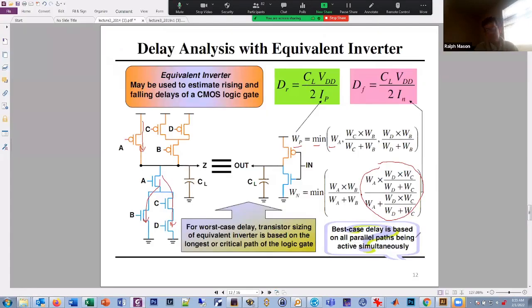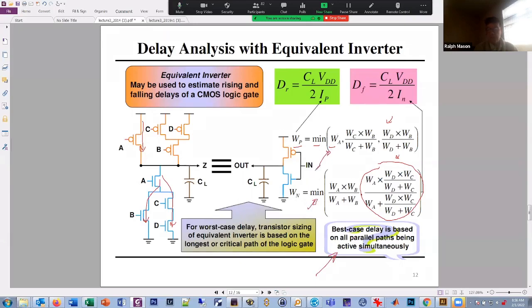And as we talked about last time, these are worst case delays we're trying to figure out from these equations right here and here. If we want the best case delay, we assume all the paths are on. So the best case delay for the P's would be all P channel transistors on, and the best case for the N's would be all N channel transistors on. So we are kind of interested in this best case delay. We'll see later on why. And we're interested in these worst case delays.